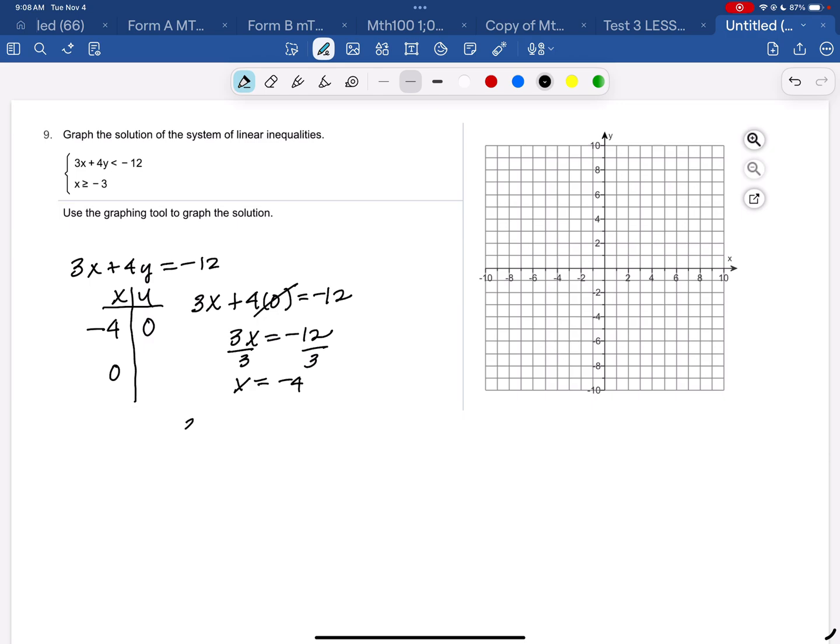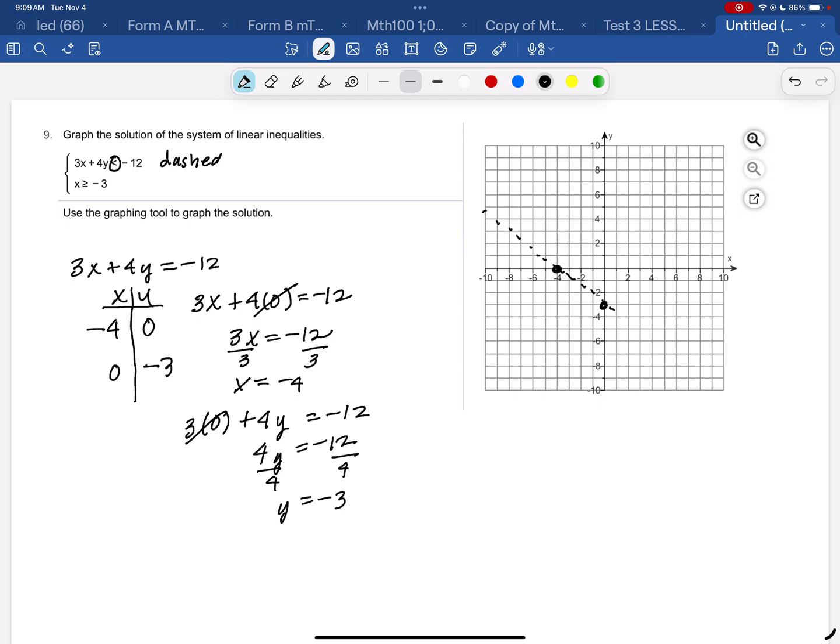Now for the y-intercept, I let x be 0. So 3 times 0 plus 4 times y is negative 12. That's a 0. 4y is negative 12. Divide both sides by 4, y is negative 3. Now, this is a dashed line because of this just being less than. So I plot those 2 points, negative 4, 0, and 0, negative 3. And when I draw my line, I'm going to draw it as a dashed line.